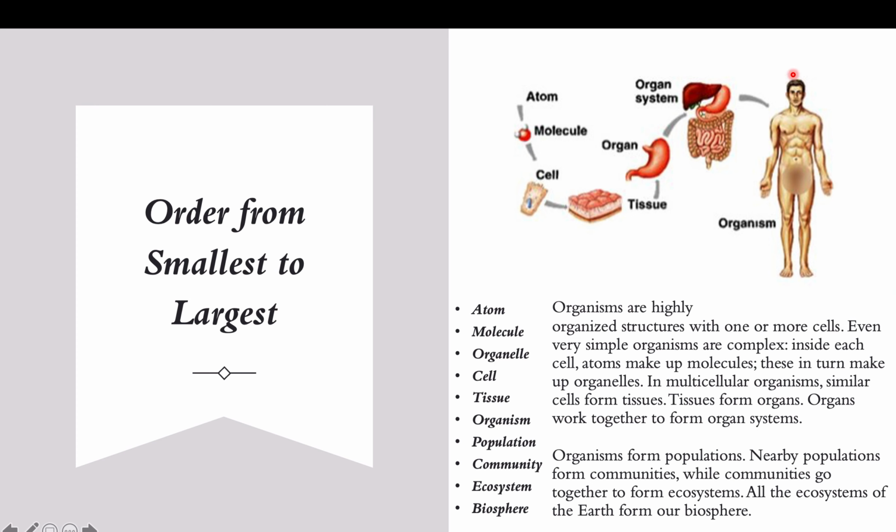So this slide gives you a visual depiction of what we've been talking about. It also sums up exactly what I said in the last slide. So order from smallest to largest, smallest being atom. We go all the way to organism is what we've talked about so far, but this slide even goes further to talk about populations, communities, ecosystems, and biospheres.